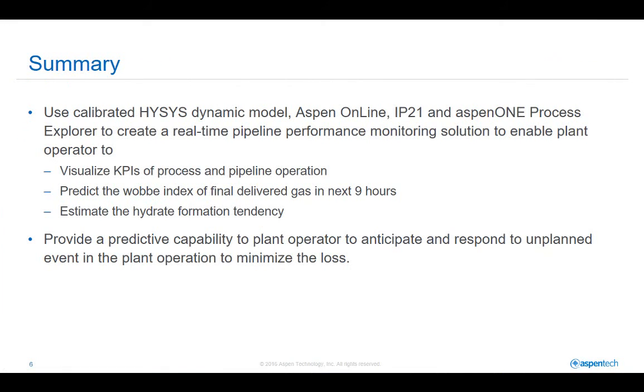In summary, what has been shown in this video demonstrates how to use a calibrated HYSYS dynamic model, Aspen Online, IP21, and Aspen IP.21 Process Explorer to create a real-time pipeline performance monitoring solution to help the plant operator visualize the pipeline operating conditions and the gas properties, predict the volume index of the final delivered gas in the next 9 hours, estimate the hydrate formation tendencies, and more importantly, provide a predictive capability to the plant operator to anticipate and respond to unplanned events in the plant operation to minimize the loss.